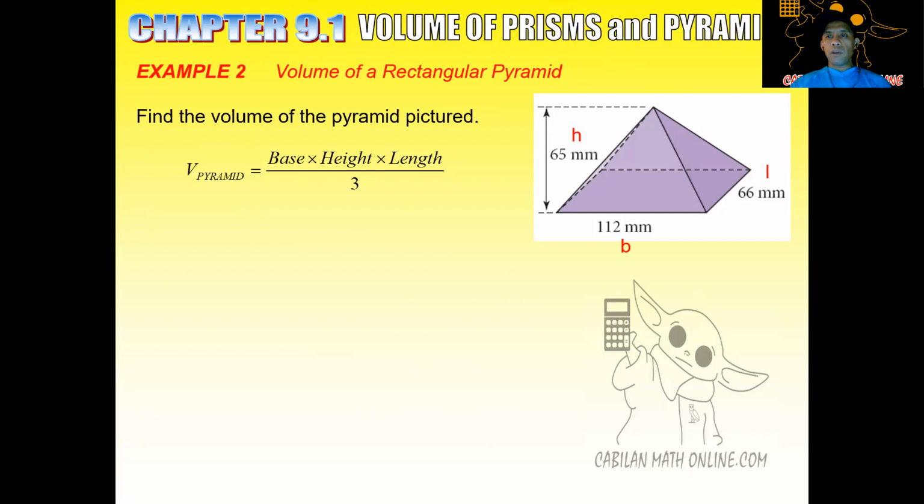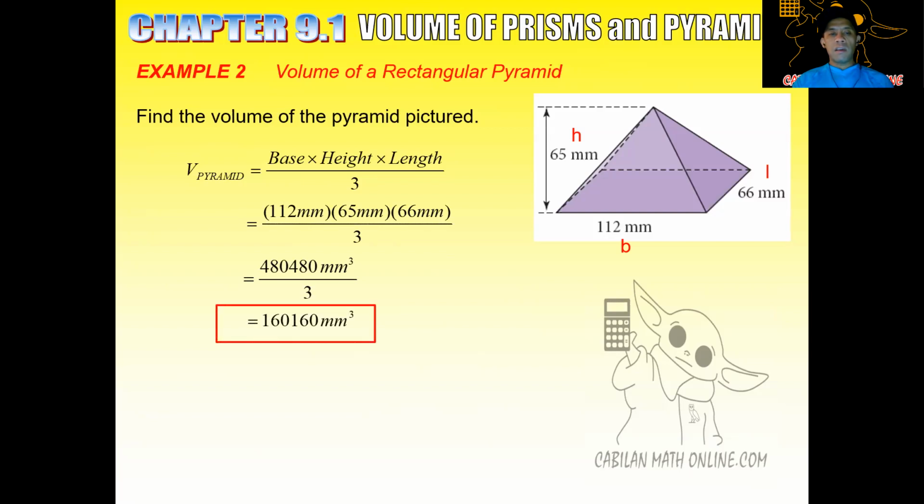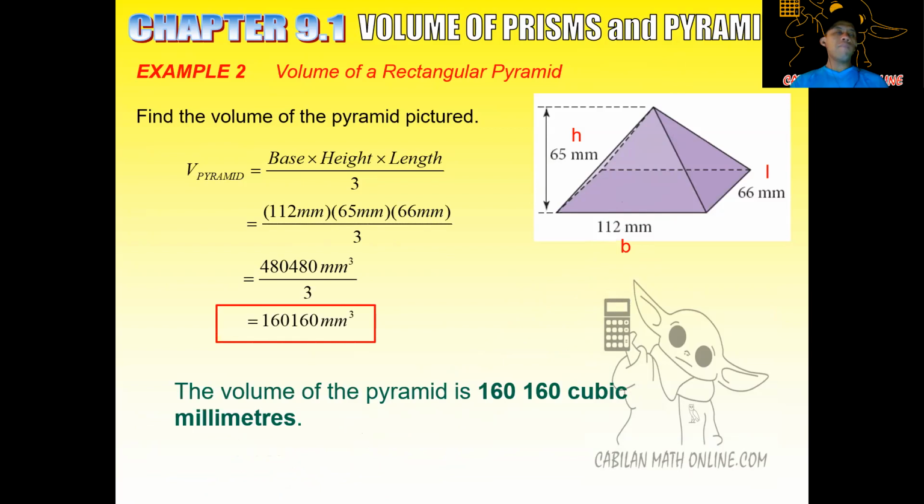All right, and all we're going to do here is put those numbers into the formula, and then do it step by step. So in the next step, I'm going to multiply all the top numbers together, and that's going to give me 480,480. And then we'll take that divided by 3, and the final answer will be 160,160 cubic millimeters. Notice so far the first two questions we looked at, we just put the numbers into the formula and then calculated from there.